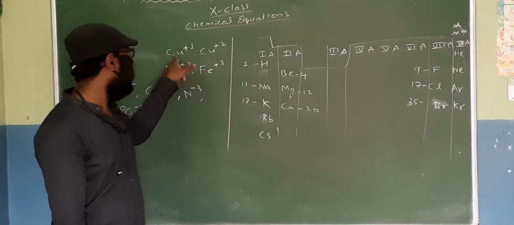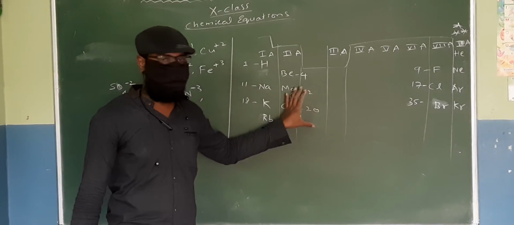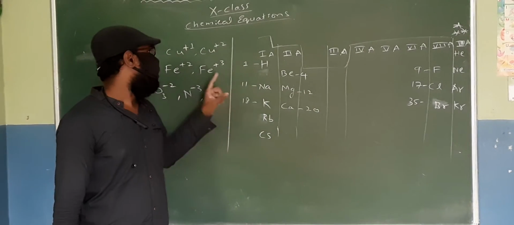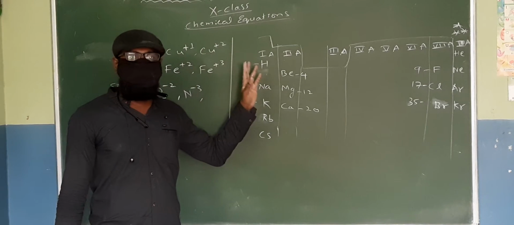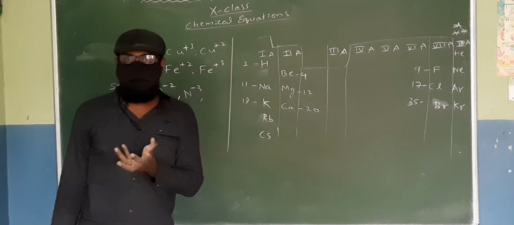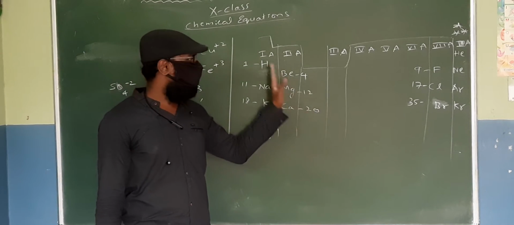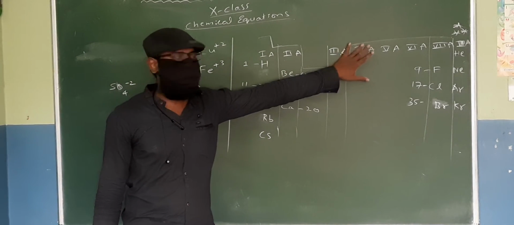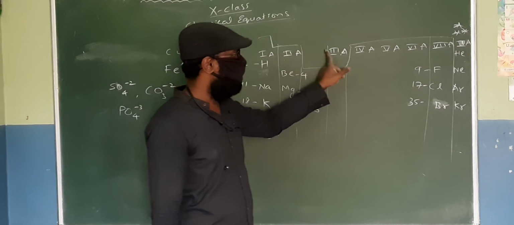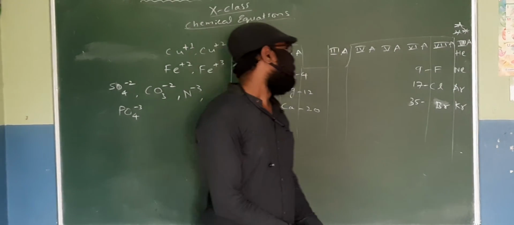Actually, copper belongs to set B. It will come somewhere in the middle, in the B group elements. Even then, copper is a metal, which means it has electrons in it that are free to move. At the beginning of chemistry, we will try to learn only about set A, that means 1A, 2A, 3A up to 8A.